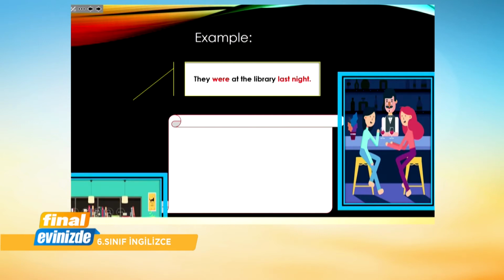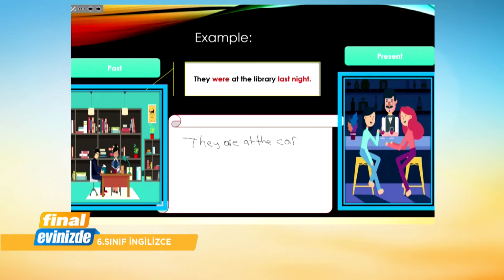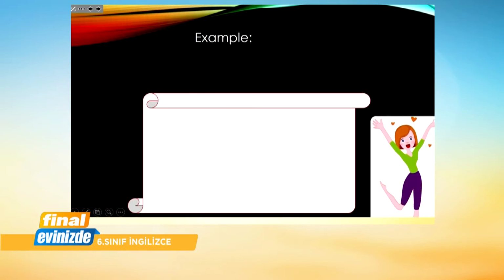They were at the library last night. In the past, they were at the library. At present, they are at the cafe. Now we can say that they are at the cafe. Fine? Now, if you notice here again, we've got were and last night as time expression. Okay, another example we can see.